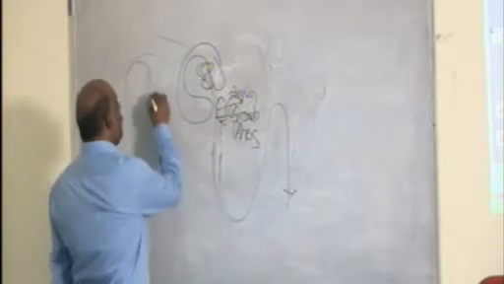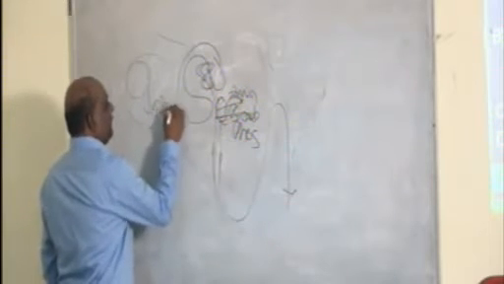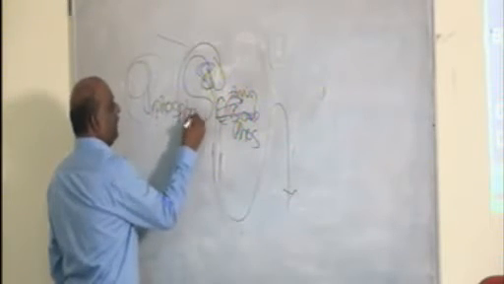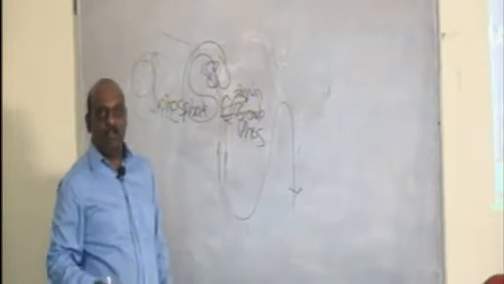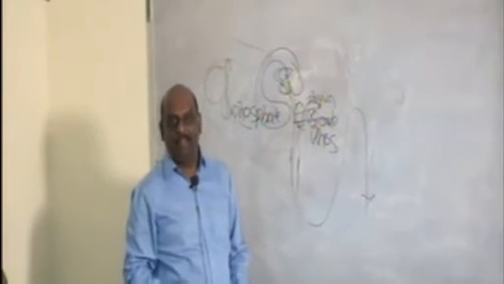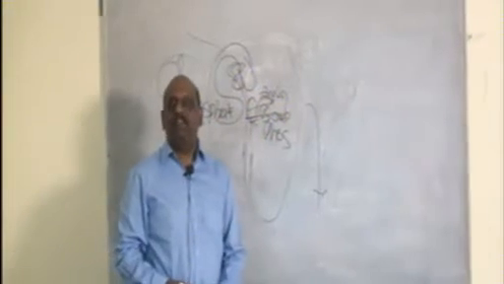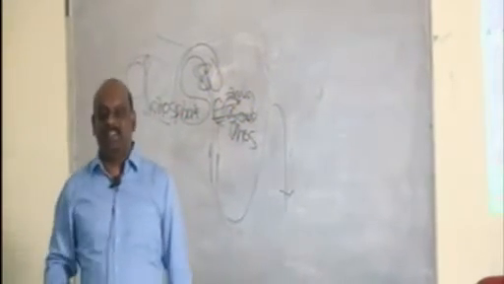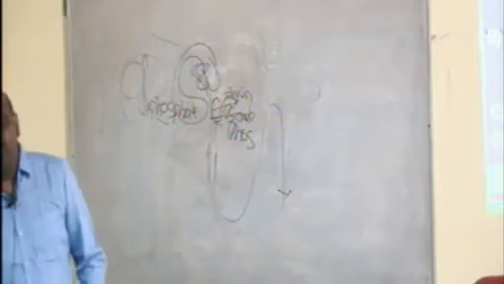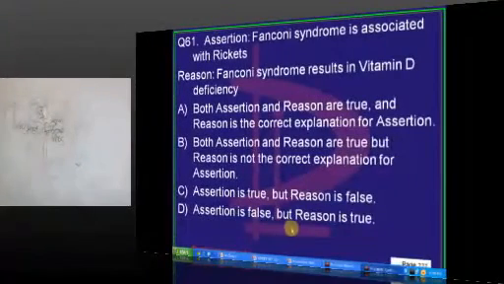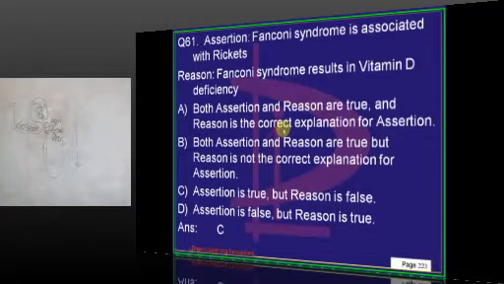So because of that low phosphate level, whenever phosphate level is low, that leads to development of rachitic changes in the bone, because mineralization does not happen properly. That is the reason for the rickets, not vitamin D deficiency. Beautiful question, super question. So let's go to the next question.